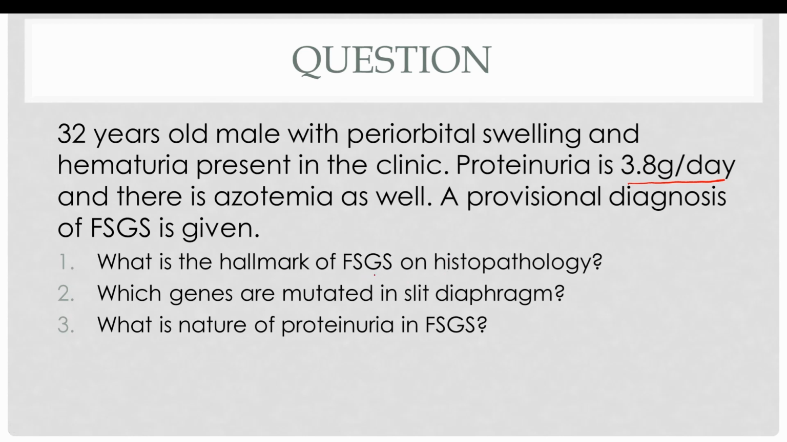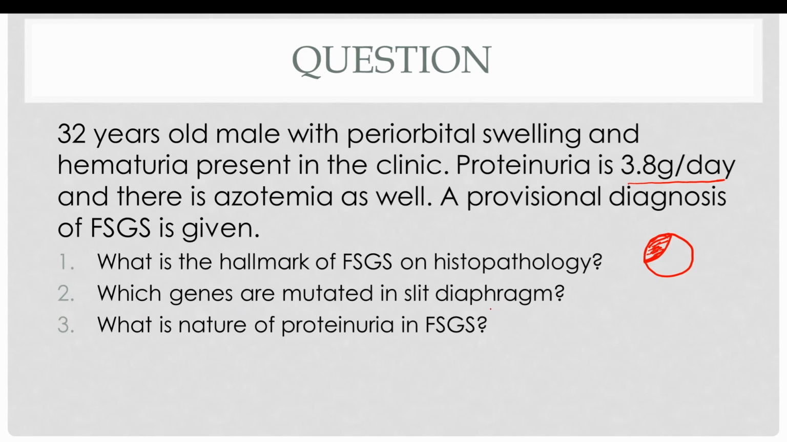So the hallmark of FSGS on histopathology is that there is presence of sclerosed glomeruli along with the normal looking glomeruli, and even in the sclerosed glomeruli only a part of the glomeruli is sclerosed, whereas the rest of the glomerulus is normal.